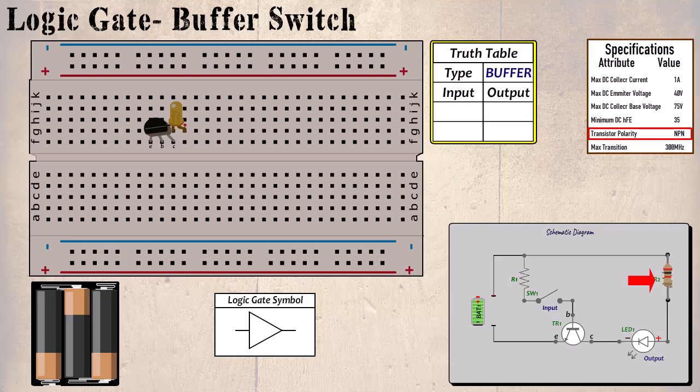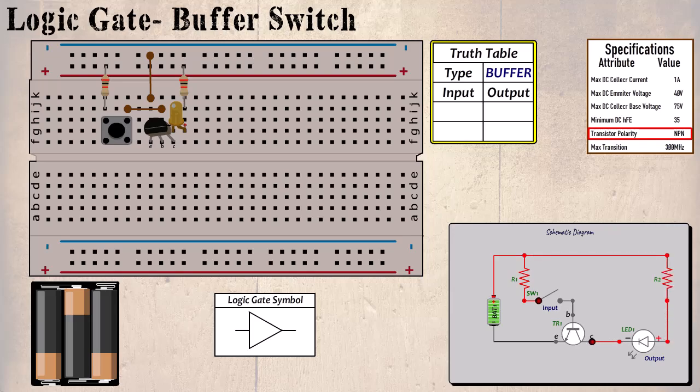Also, R2 is from the positive rail to the positive side of the LED. Next is a switch, which we can place in proximity to the transistor. Next, R1 is connected from the positive rail to the left-hand side of the switch. We need a link from the switch to the base of the transistor, and finally a further link from the negative rail to the emitter of the transistor. This completes the circuit.